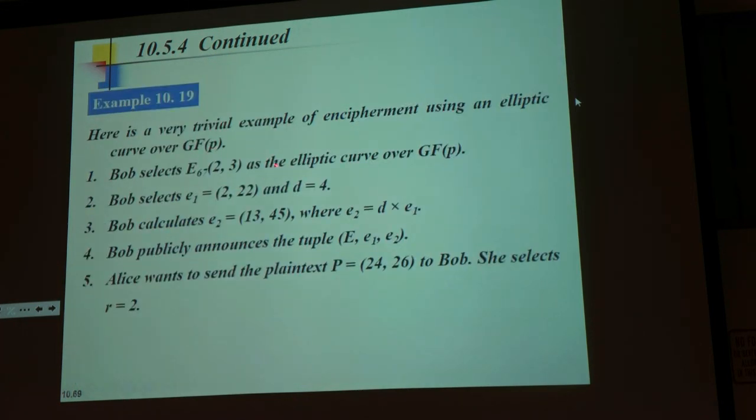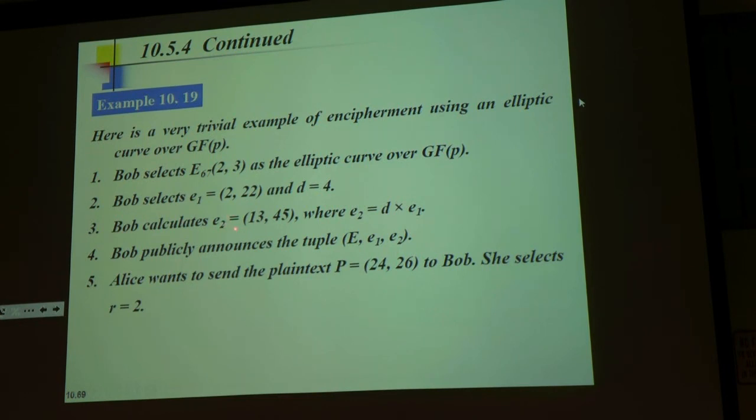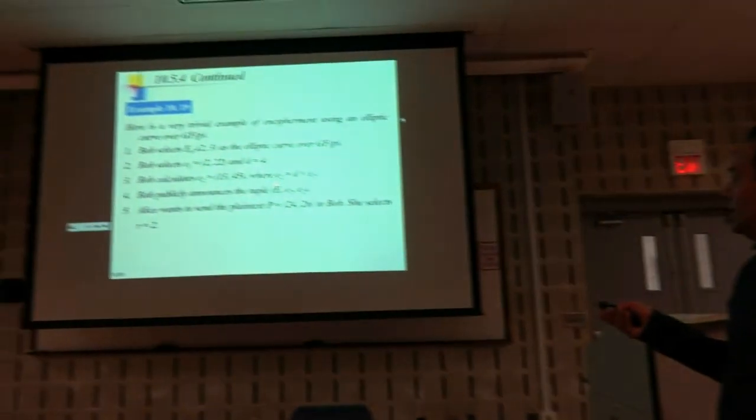Here is a very trivial example of encipherment using an elliptic curve over GF(p). So Bob selects E67(2, 3). 2 is A, 3 is B, and 67 is P, the modulo, as the elliptic curve. Bob selects E1, which is (2, 22), a point on the curve, and d equals 4. Then what you have to do is calculate E2. E2 equals d times E1. That means you add this E1 to itself how many times? 4 times. So Bob publicly announces E1, E2.